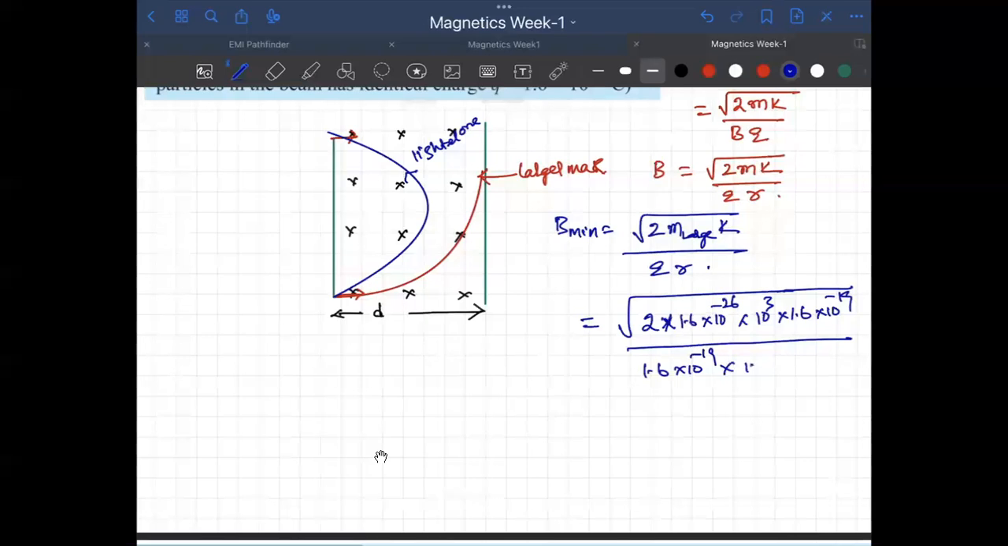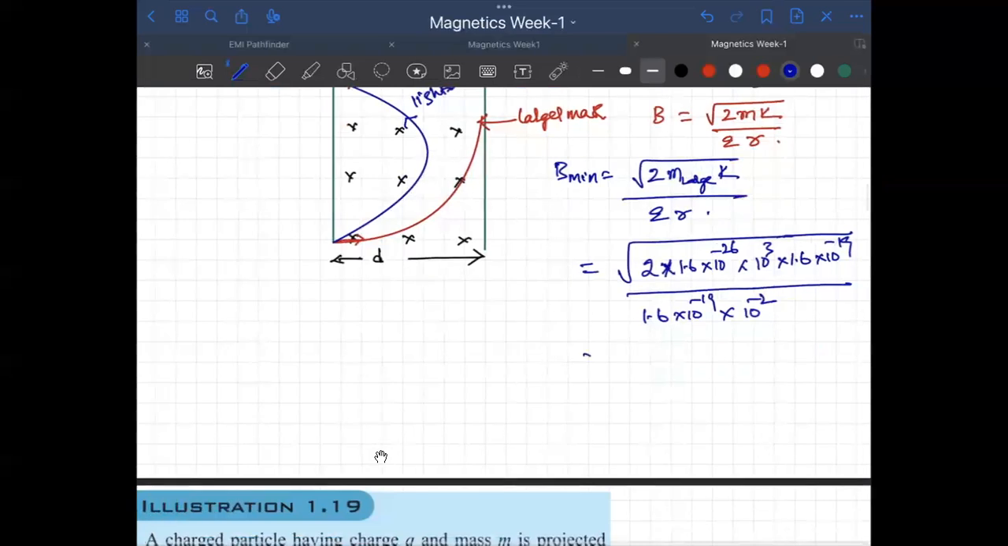Radius is 10 power minus 2 meter. Just solve this. We will get a simple calculation.